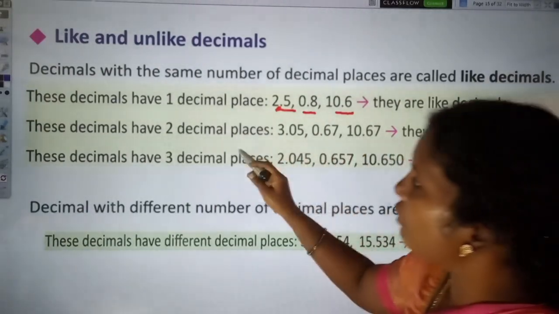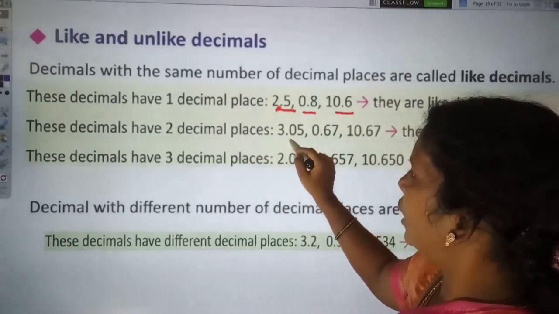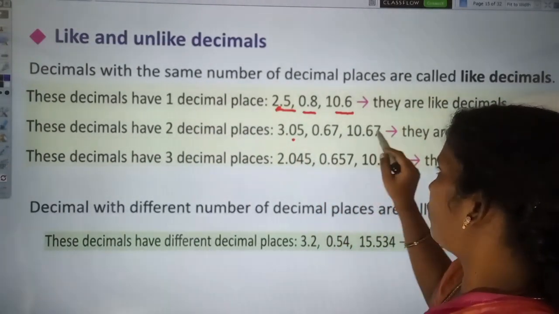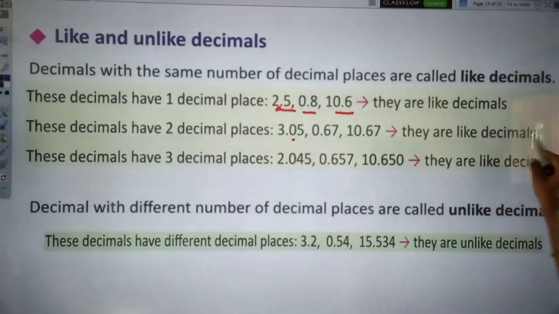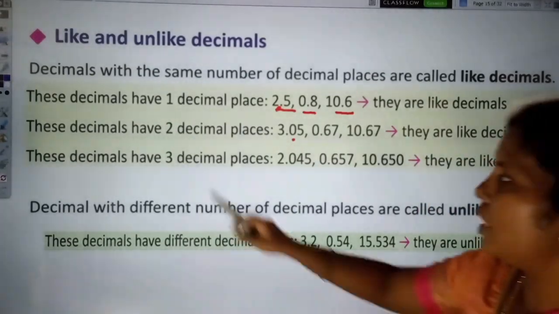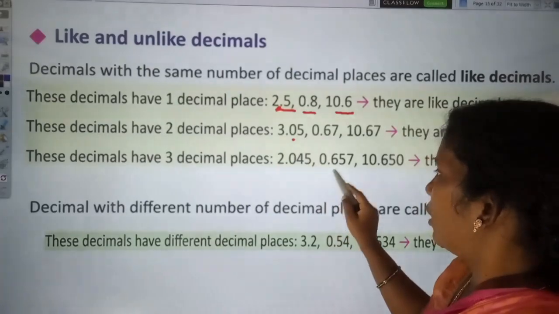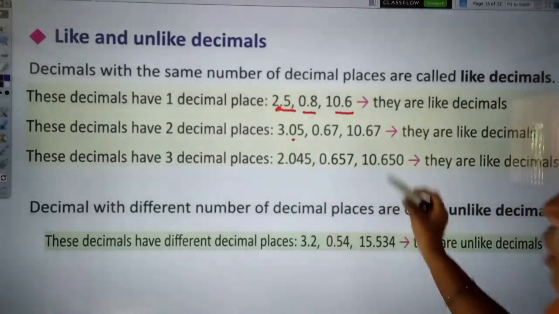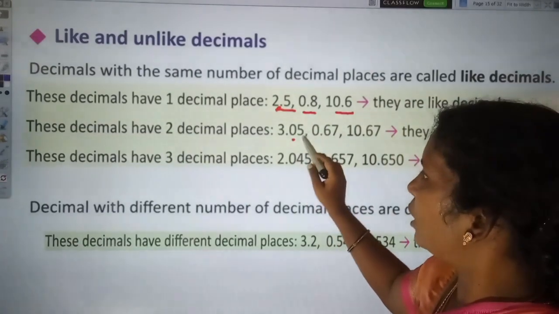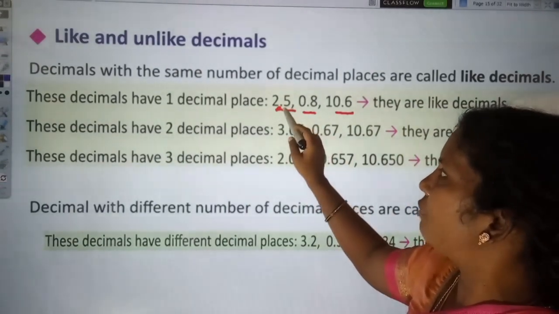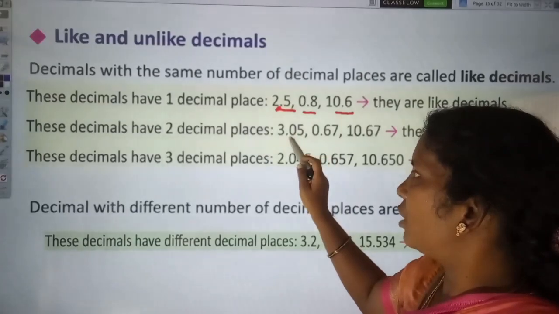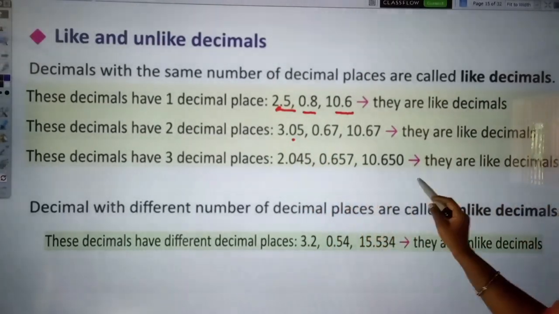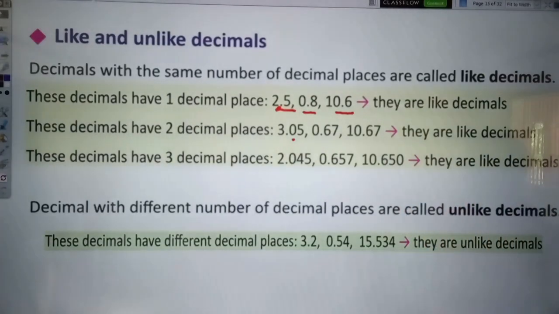If they are having two decimal places all the way, see the second example: 0.65, 0.67, like that, they are called like decimals. See three decimal places: 0.045. The value, whether it is the same or not, does not matter. After the decimal point, how many places are there? See here, after the decimal point only one place. After the decimal point 2 places for all the numbers. After the decimal point 3 places for all the numbers. Hence they are called like decimals.